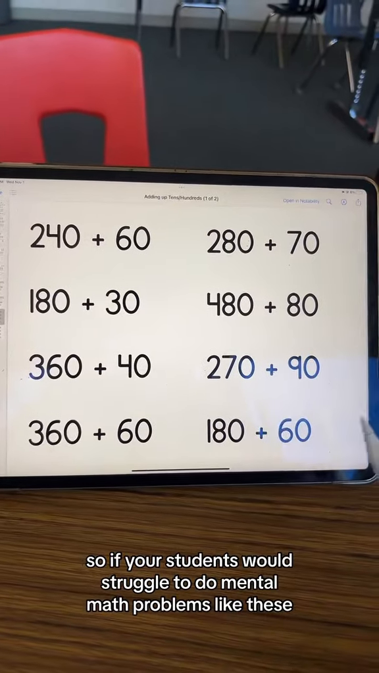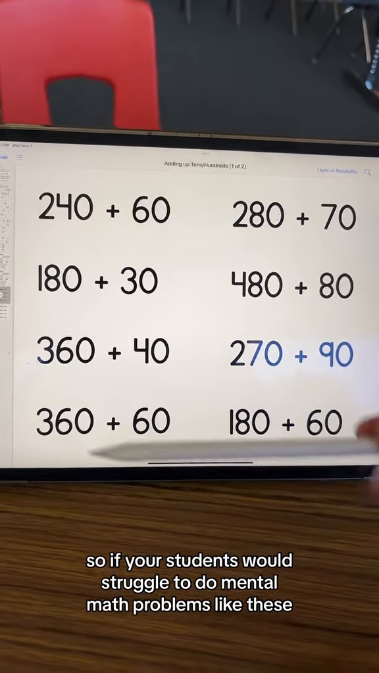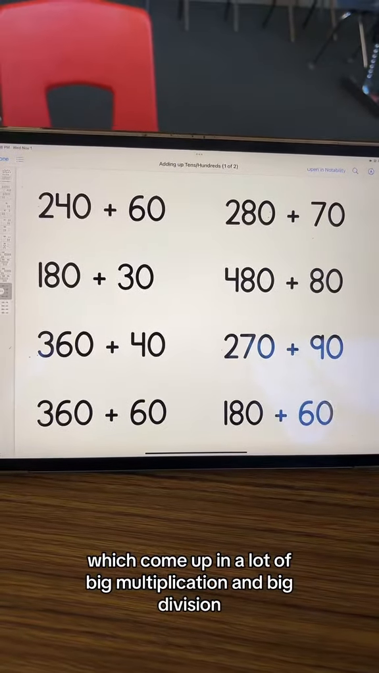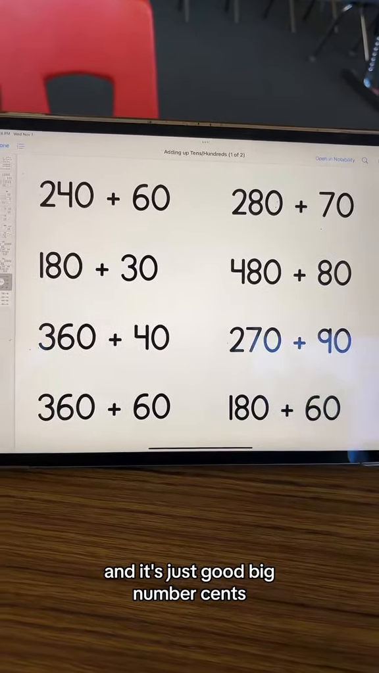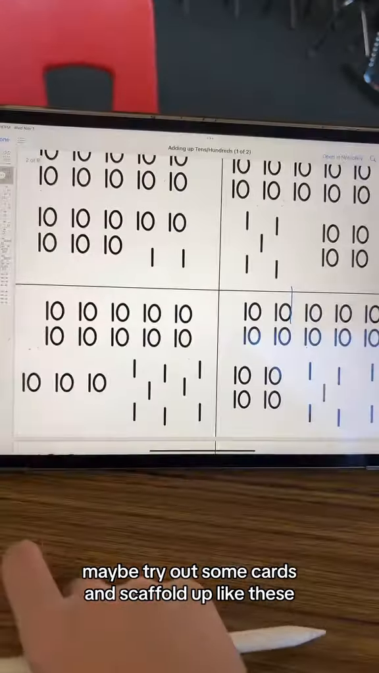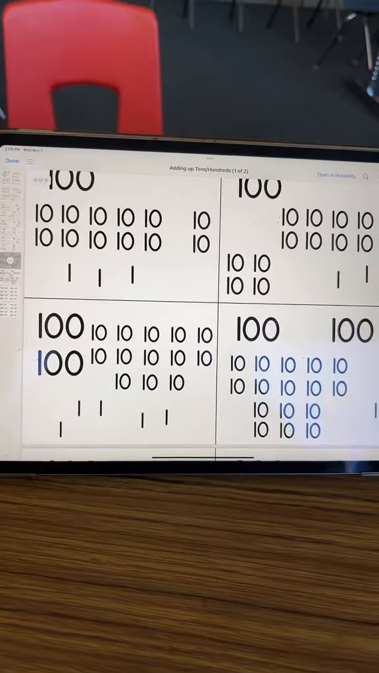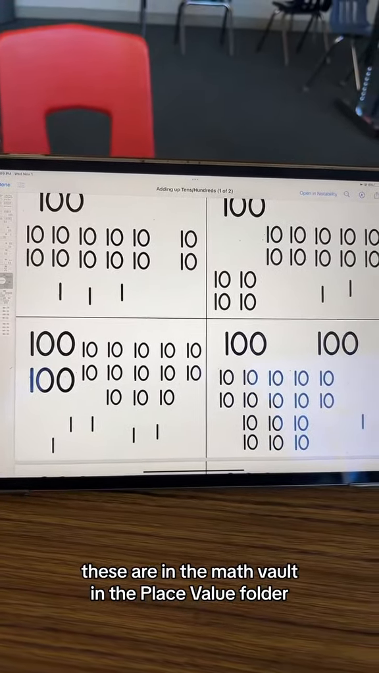So if your students would struggle to do mental math problems like these, which come up in a lot of big multiplication and big division, and is just good big number sense, maybe try out some cards and scaffold up like these. These are in the Math Vault in the place value folder.